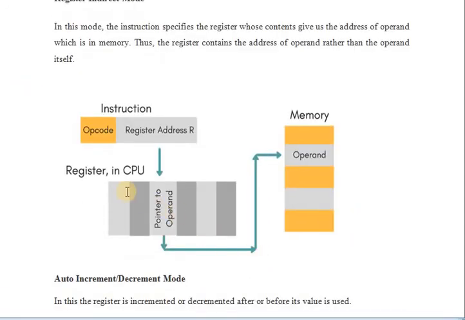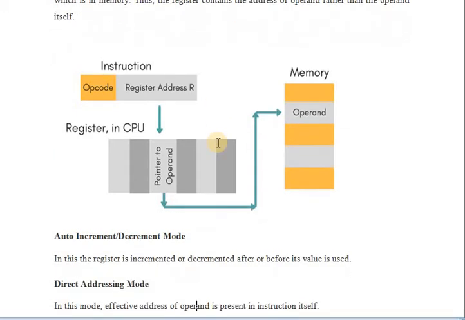So see here, the pointer to the operand points to memory, where the operand is present. The register contains the pointer to the operand, so this register points to the operand. There is no direct link between the instruction and the operand; in between there is a register, and that register in the CPU points to the operand. So this is the register indirect mode.